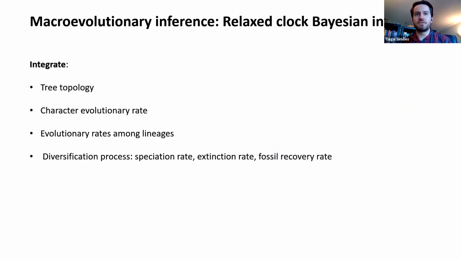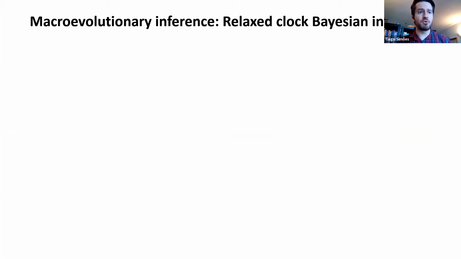In more recent years, there's been considerable expansion of a different approach, which is essentially doing everything in a single analysis, in which we can integrate the tree topology, so the structure of the tree itself, the divergence times, branch lengths, and other parameters of interest, such as the character rate of evolution, how that rate of evolution changes across different branches in the phylogeny, and other aspects of the diversification process, such as the speciation rate, the extinction rate, and the fossil recovery rate. And especially in the last 5 years, we've been seeing lots of advances in models for such approaches.